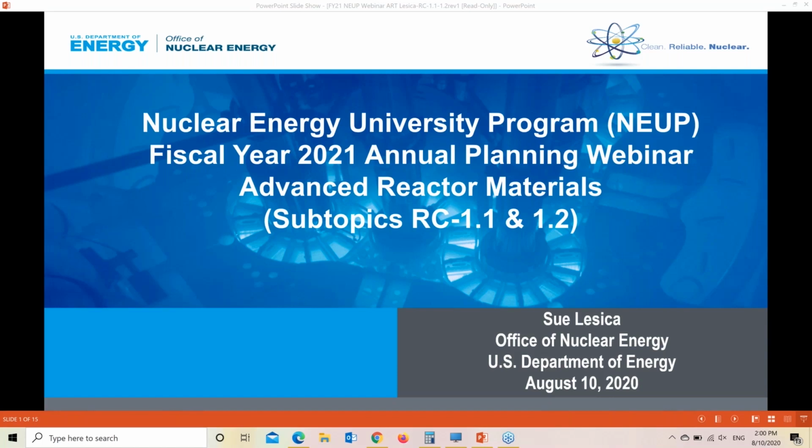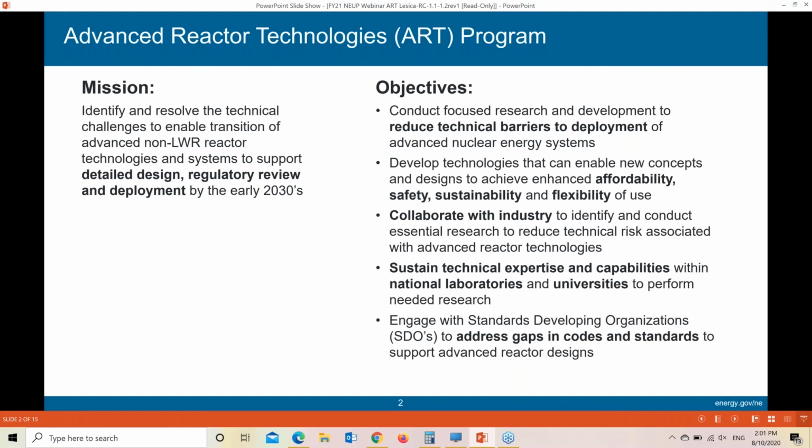My name is Sue Lessica, and I'll be talking today about two topics in the NEAP scopes, RC 1.1 and 1.2. These two topics fall under the Advanced Reactor Technologies program. The mission of this program is to identify and resolve technical challenges to enable advanced non-light water reactor systems to deploy. And part of that, of course, is developing materials.